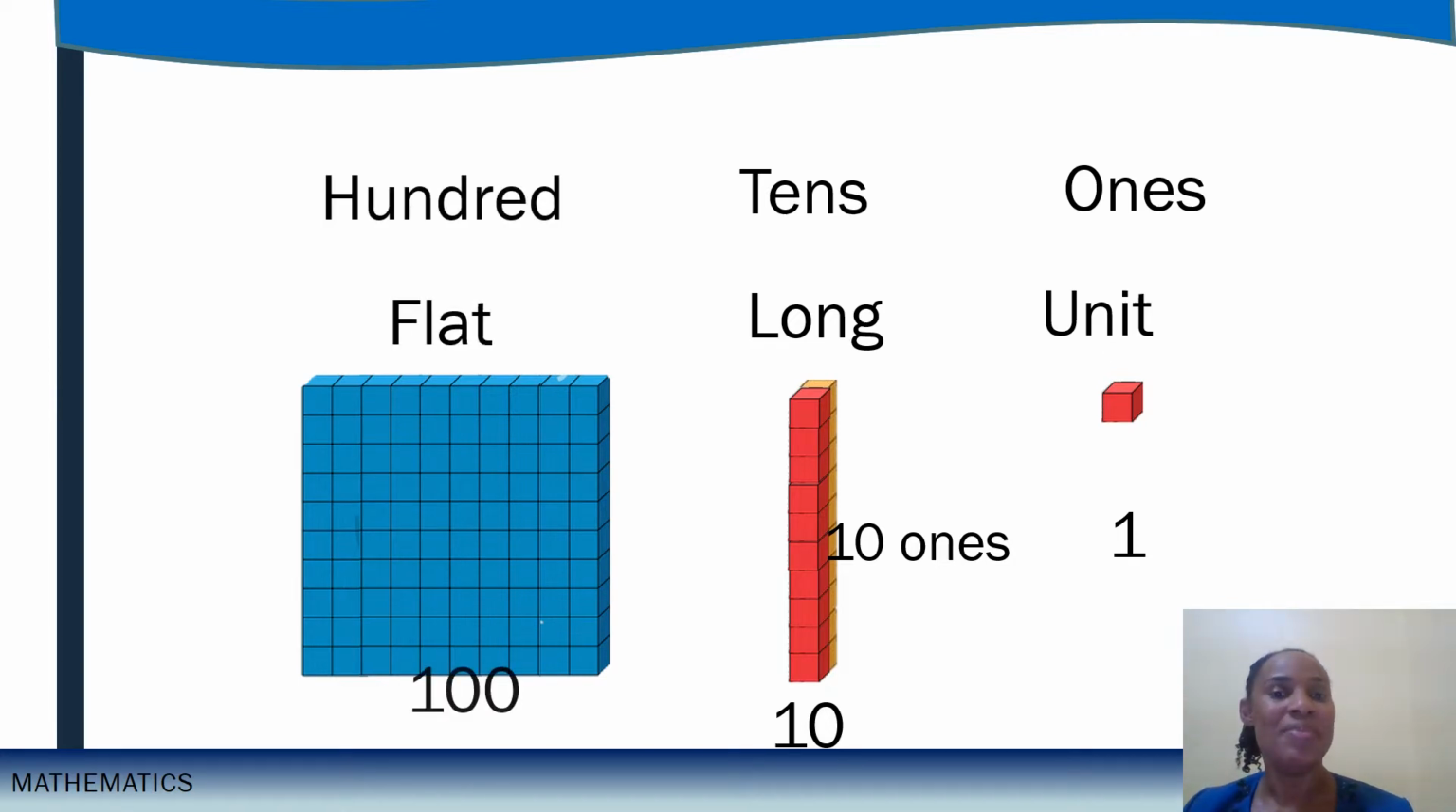Now the third block is called a flat. It represents hundreds and has a value of 100. Boys and girls, did you know that there are 100 units in one flat? Yes, 100 ones are equal to 100. I wonder if you could tell me how many longs would make up the flat.